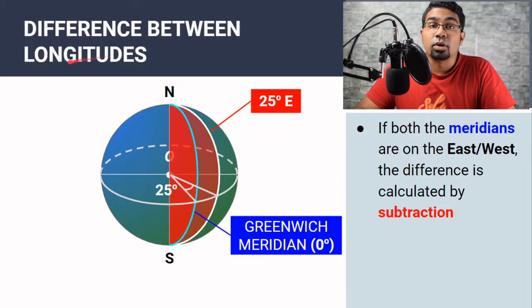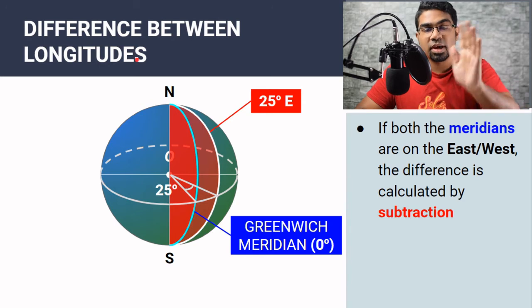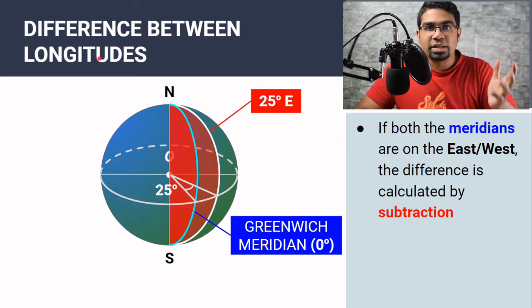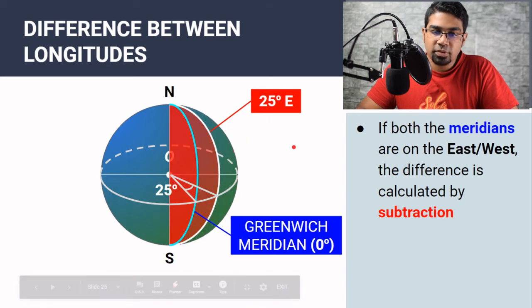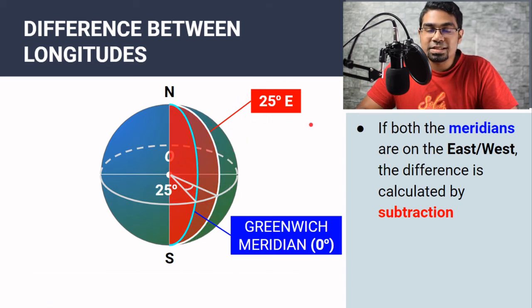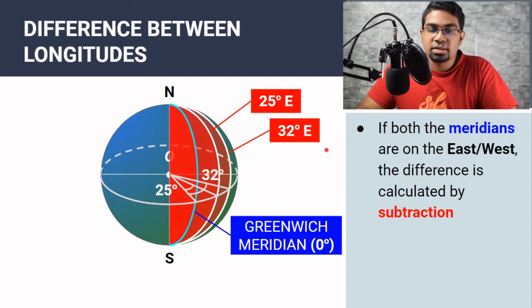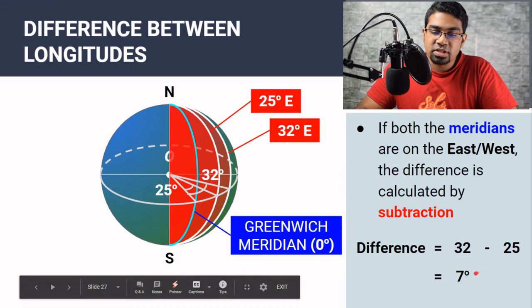When we want to find the difference between longitudes, if both the meridians lie on the same hemisphere, if both meridians are on the eastern hemisphere or both on the western hemisphere, then the difference between the longitudes is simply the difference between the values of the longitude itself. So it is done by subtraction. Let's look at an example. So let's say we want the difference between 25 degrees east and a longitude of 32 degrees east. Both are east. The difference is actually just this angle here, and so we can calculate it by subtraction. The difference will be 32 minus 25, which is 7 degrees.